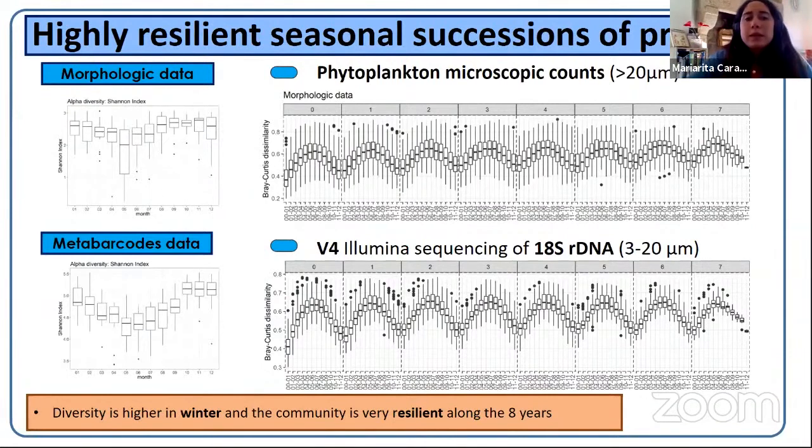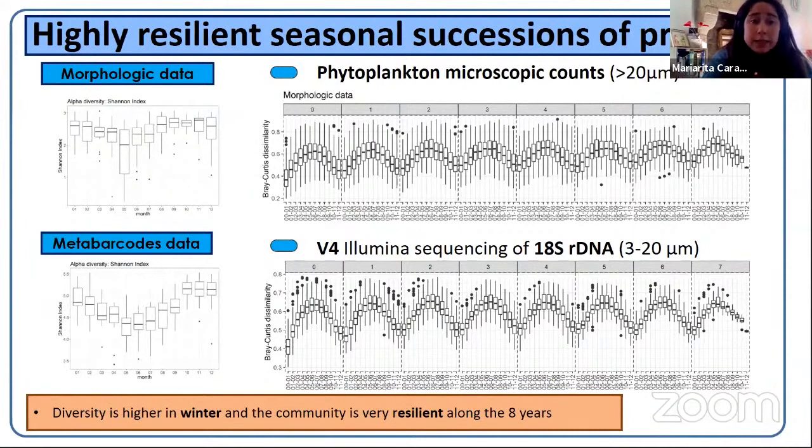When we studied beta diversity and compared, again, the two datasets, we have similar results, and we can see that the community is able to come back to the same composition every year, meaning that along the 8 years, our community is very resilient.